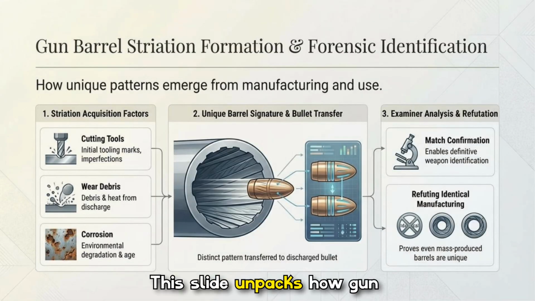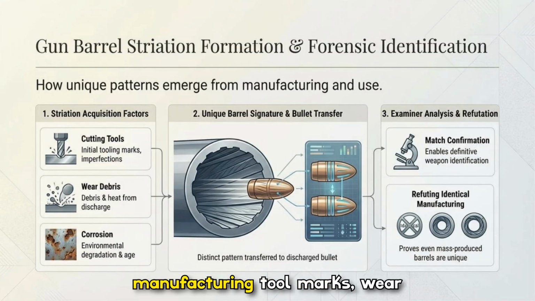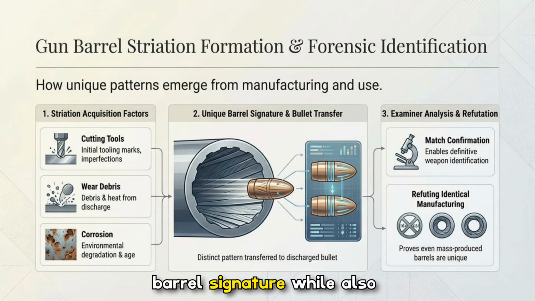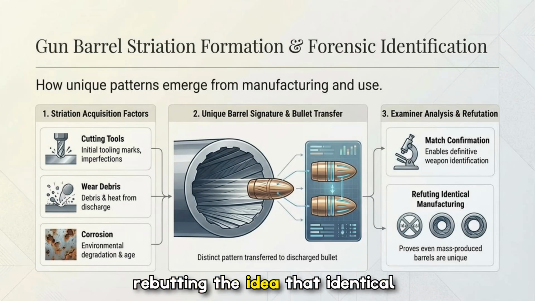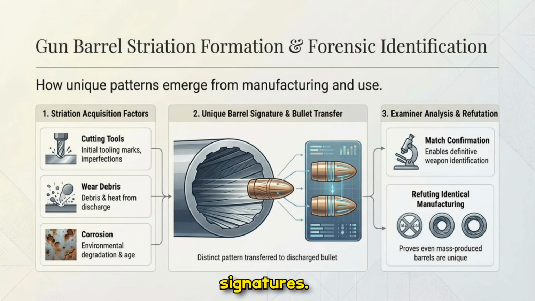This slide unpacks how gun barrel striations form through manufacturing tool marks, wear debris and corrosion, how those distinct patterns transfer to bullets, and how examiner analysis can confirm a unique barrel signature, while also rebutting the idea that identical mass production yields identical signatures.